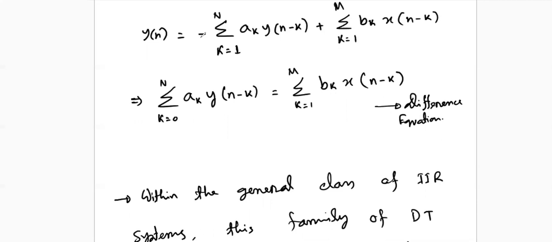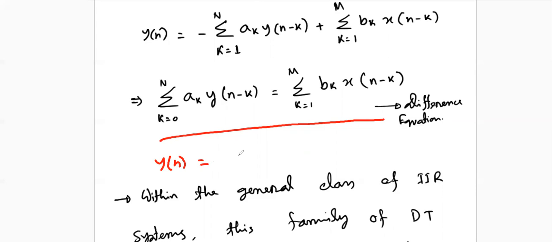And conventionally, we always put A0 equals 1. That means the coefficient with yn is always equal to 1. And this is the difference equation. Any discrete system can be represented like this. Yes, the system can look like this.